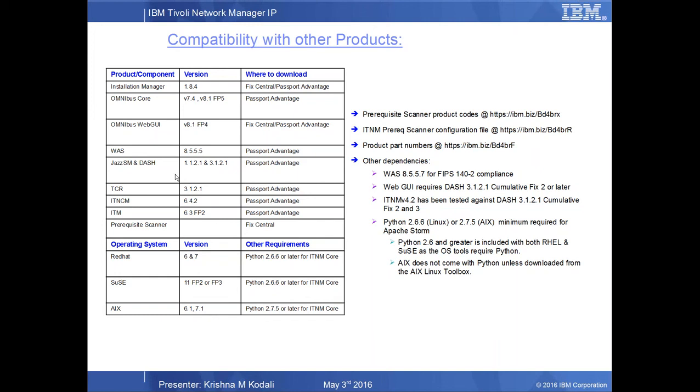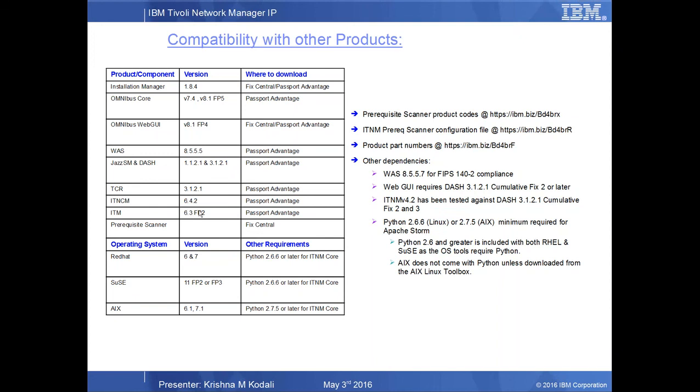Obviously, we have WAS, which is the key component, and then we have Dash that is part of JazzSM. So WAS and JazzSM combined with Dash replace the TIP architecture. And obviously you have the TCR reports. That's pretty much old school. And the new key integration here is ITNCM. It's not a new integration. The integration exists in the previous releases such as ITNM 3.9 and 4.1.1.